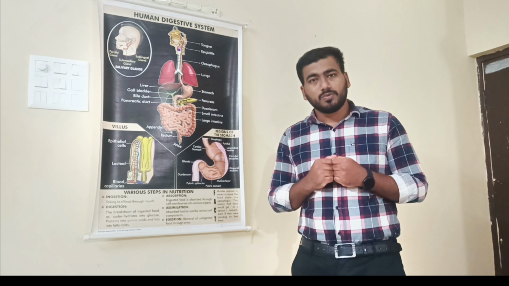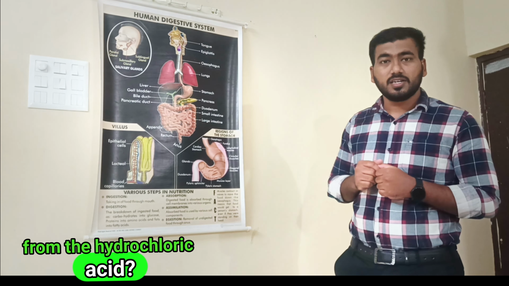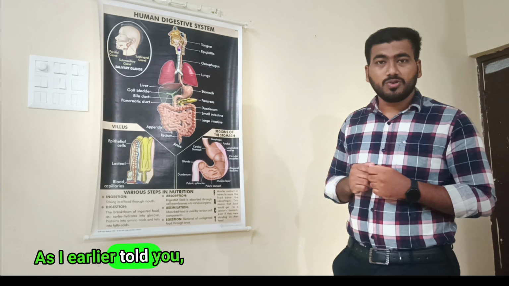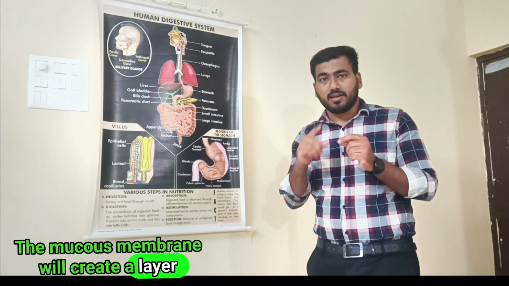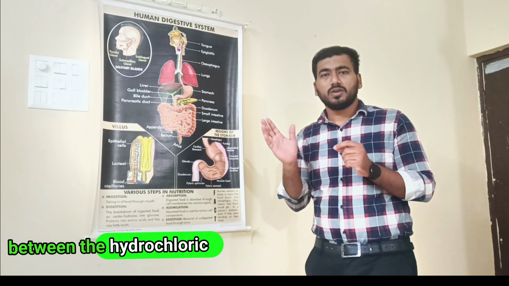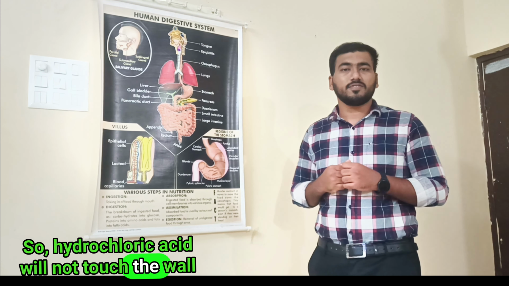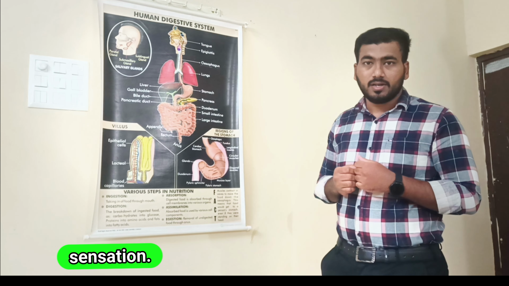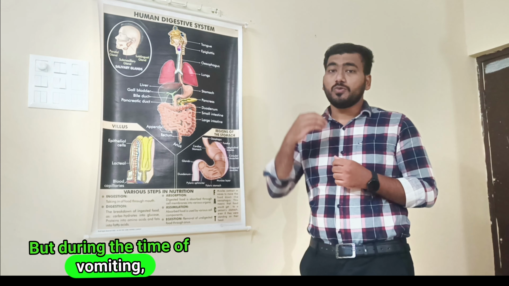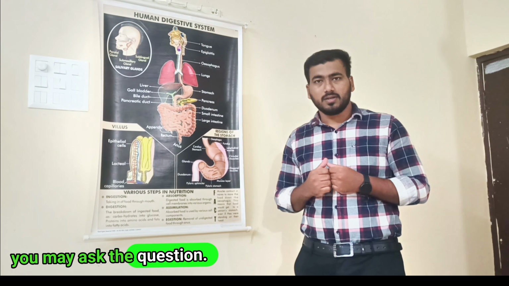Why? Which layer is protecting you from the hydrochloric acid? As I told you earlier, there is a mucous membrane. The mucous membrane creates one layer between the hydrochloric acid and the wall of the stomach. So hydrochloric acid will not touch the wall of the stomach, and we don't feel any kind of burning sensation. But during vomiting, food will come out. You may ask, sir, why can't we feel a burning sensation at that time?